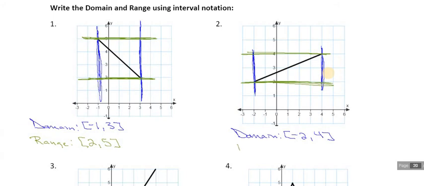The range, bottom to top, y value of 2 up to a y value of 4, both of which again are included because they're part of the line. Okay, so we'll make note, domain is left to right, and range is bottom to top.